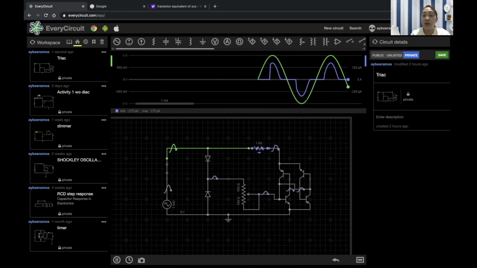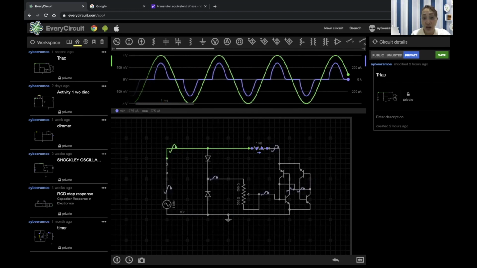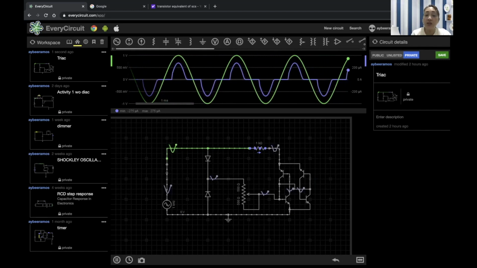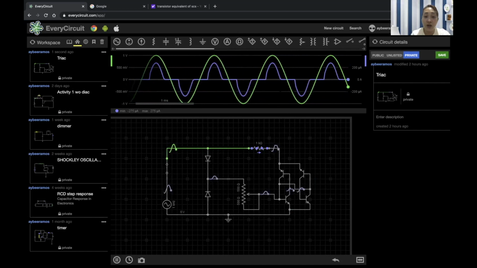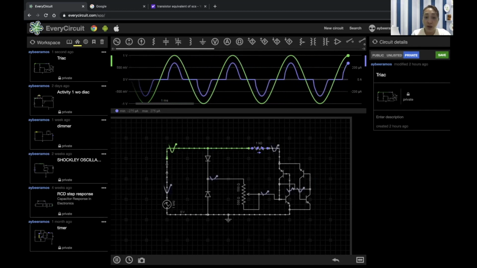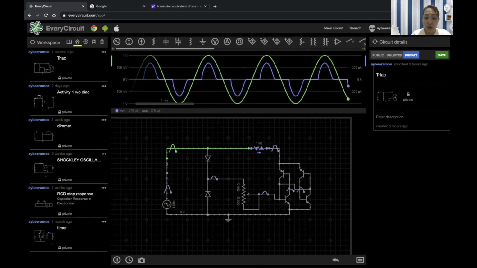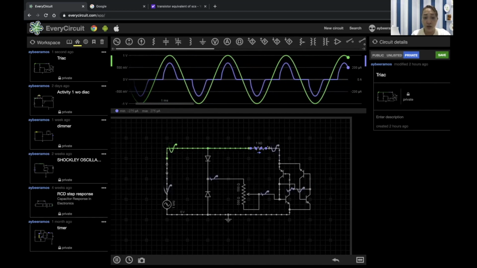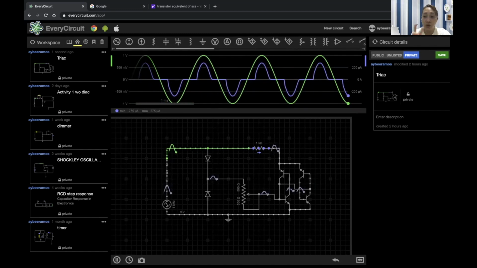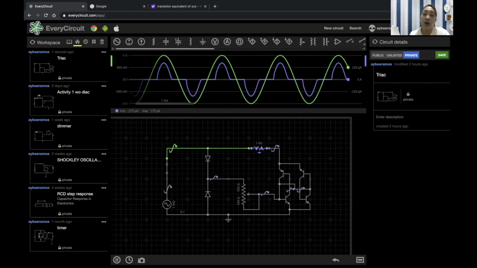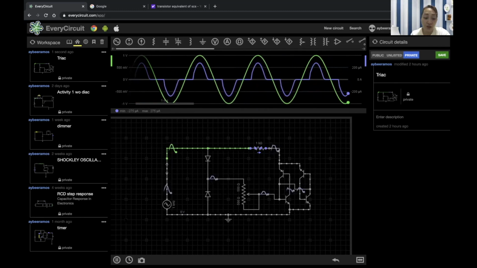See. So this is the waveform of the Triac. As you can see, the green one is the AC supply and the purple is the load current here. Meaning, it is cut or reduced, but still they are operating in both directions, positive and negative.